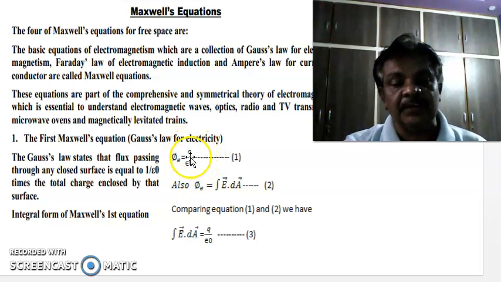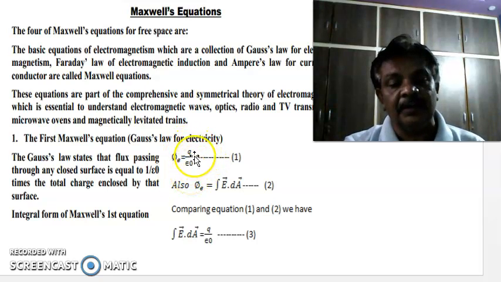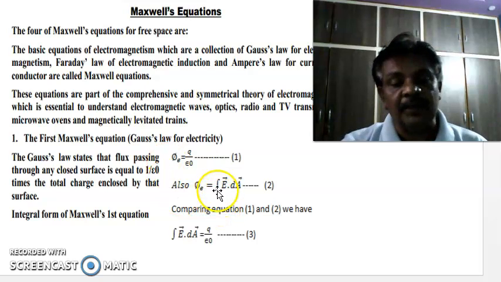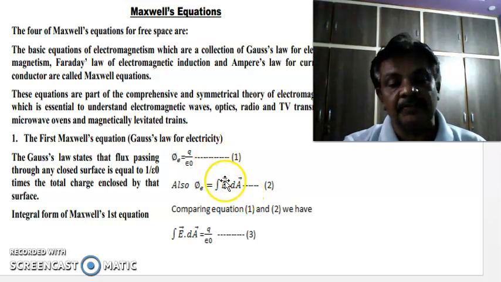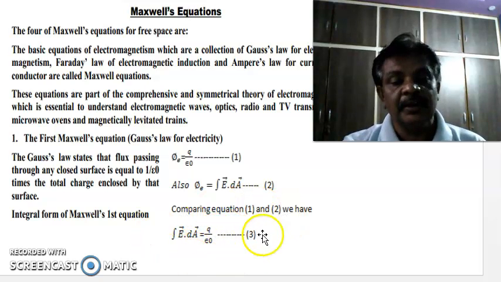So the amount of charge is Q, and 1 by epsilon naught multiplied with the charge Q will give the flux phi. And the flux phi along a closed path is also given, from the definition of flux, by surface integral E bar dot dA bar. This is equation 1, this is equation 2. These two equations are made equal to each other. Surface integral E bar dot dA bar is equal to Q by epsilon naught. This is called the integral form of the first Maxwell equation.